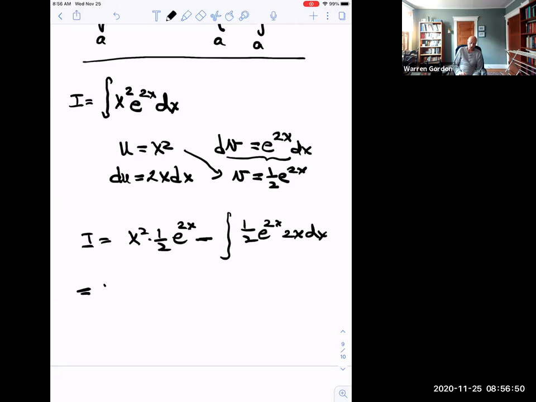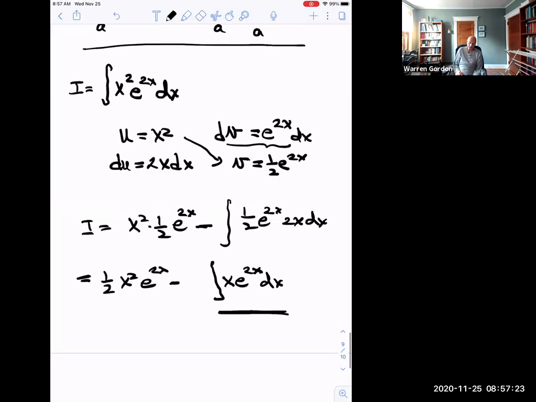So I get 1/2 x squared e to the 2x minus 1/2. And now look what I got. Well, the 2's cancel, so let me get rid of that. So I get minus just x e to the 2x dx. Now notice the resulting integral is of lower order than the original one I started with, which means I'm moving in the right direction.